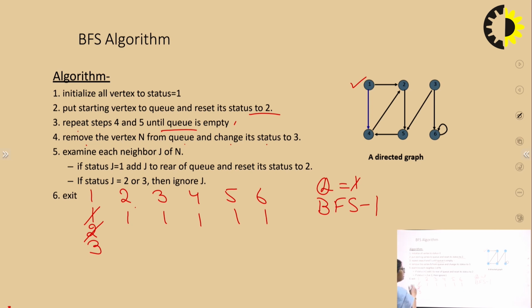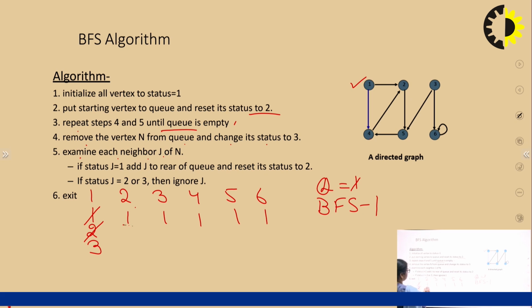Okay, now what is to be done? Examine each neighbor of this. What are the neighbors of 1? 2 and 4. So consider each and every neighbor. Let me consider 2 first. If 2's status is 1, it means it is in initial state, nothing has been done. So we will add it to the Q and change the status to 2. Now 2 is in waiting state. What is the next neighbor? 4. 4 is status 1, yes. Add it to Q.